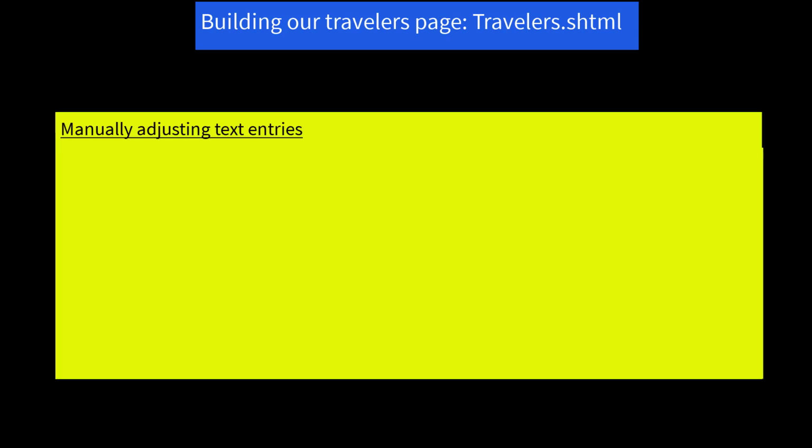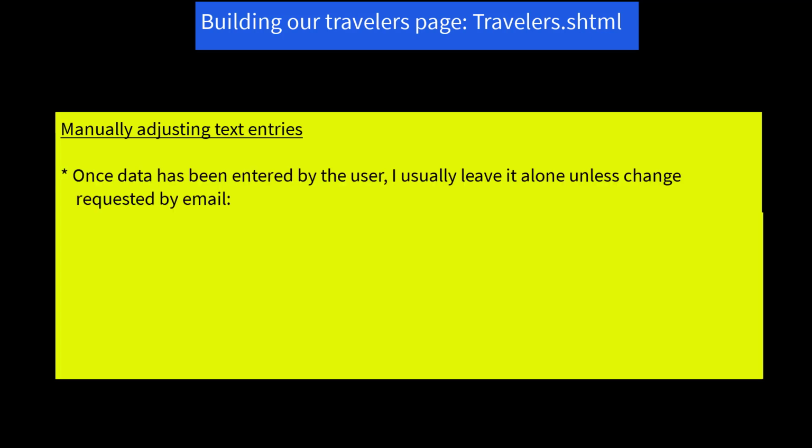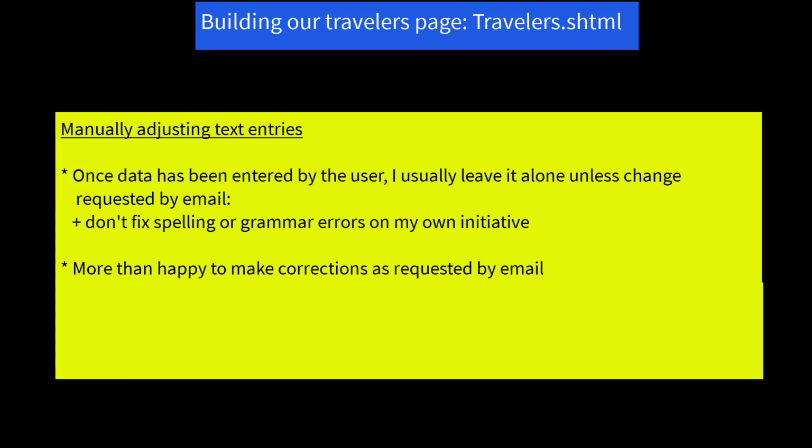Manually adjusting text entries. Once data has been entered by the user, I usually leave it alone unless the user requests a change by email. This means, for example, I don't fix spelling or grammar errors that I spot on my own initiative. I'm more than happy to make updates on request, but so far at least I've resisted letting the user manipulate their own web page online in real time.